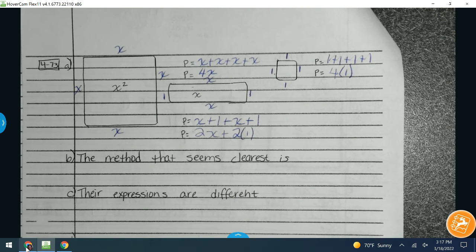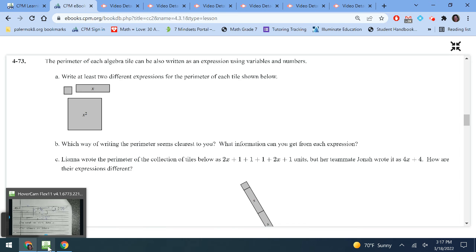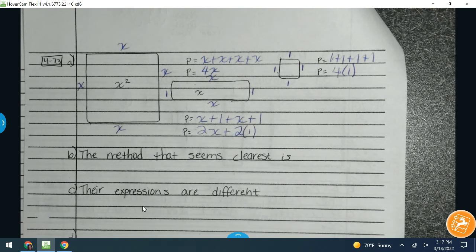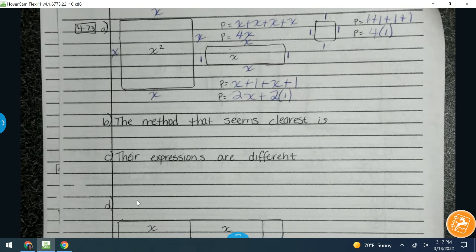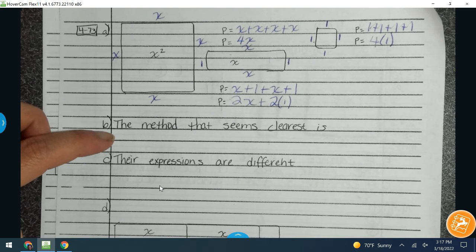So part B asks, which way of writing the perimeter seems clearest to you? What information can you get from each expression? So this one here is kind of a value judgment. And that's what I try to tell students. This one here, the method that seems clearest to you, you're going to say which one it is.